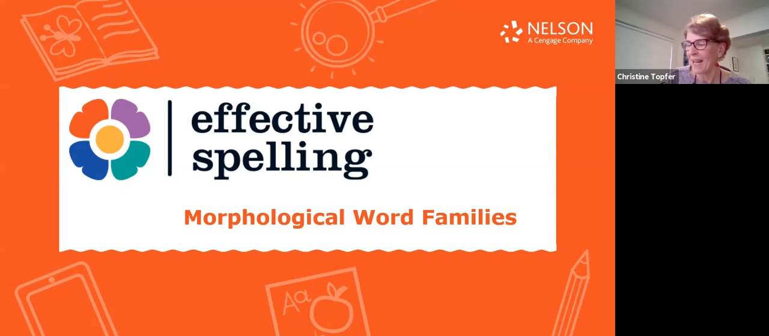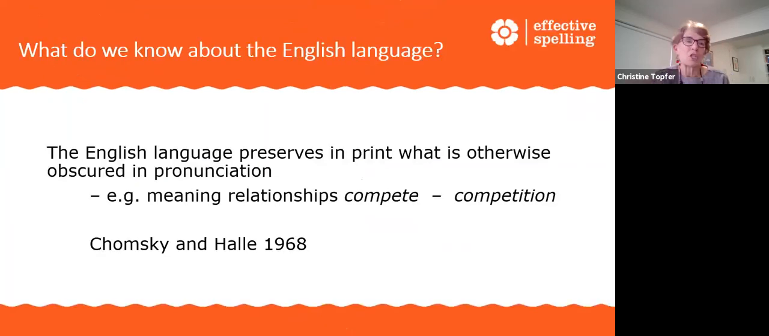Thanks very much, Mel, and welcome everyone, and thank you for taking the time this afternoon to join us on learning more about the effective spelling teaching guides, and in particular today, the big idea around morphological word families. First of all, though, as we talk about morphological word families, we really need to start to think about what you understand about the English language. So one of the important points to remember about English is that it's a morphophonemic language. That is, that English spelling system represents both the sound and the meaning.